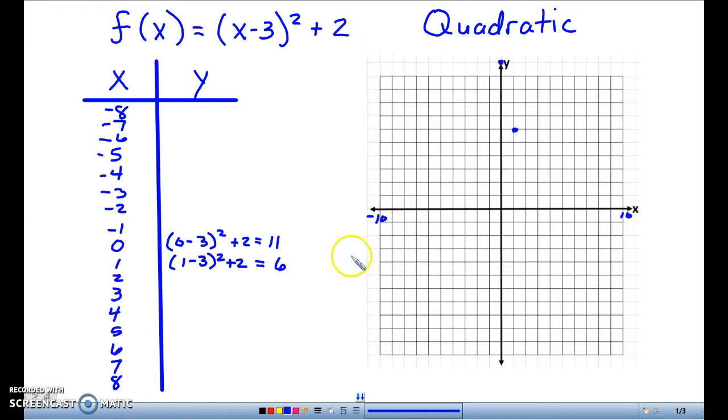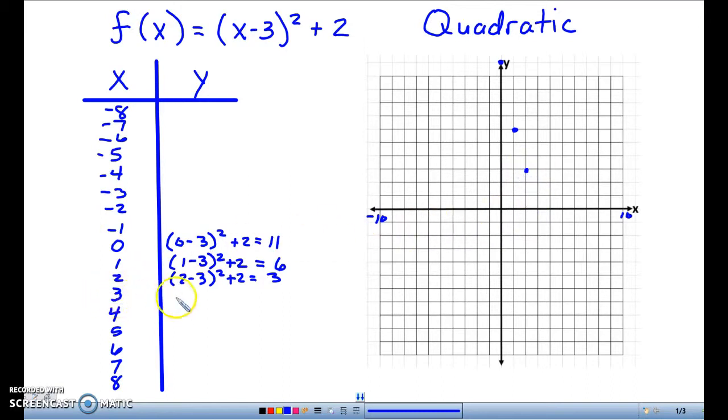Okay? Let's go here. 2. 2 subtract 3. Square it plus 2. 2 subtract 3 is -1. -1 squared means -1 times -1. That's +1. +1 plus 2 is 3. So I've got the ordered pair 2, 3. 2, 1, 2, 3.